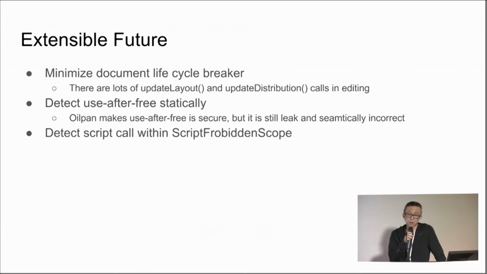We also want to minimize the document lifecycle breakers. In editing code, we call a lot of update layout and update distribution calls, so we want to reduce the number of these lifecycle breakers. Also, if possible, we want to detect use after free statically. Once Oilpan is released, there is no more use after free, but it just turns into a memory leak or resource leak. So we should remove such things.